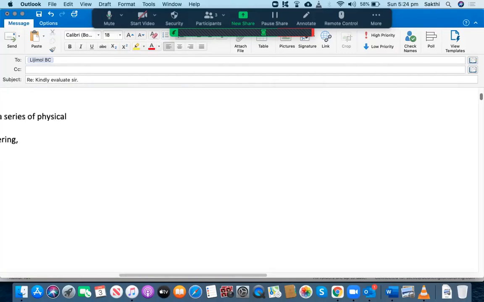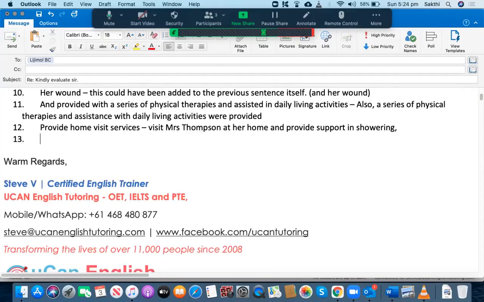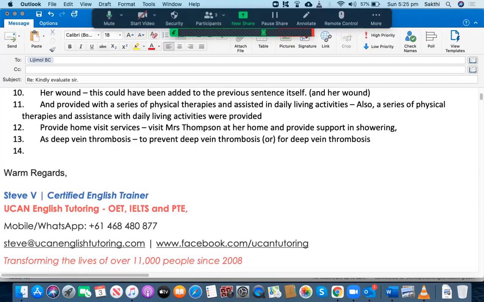Okay, it doesn't make sense. All right, so "as deep vein thrombosis," okay. What about the next sentence? You should have mentioned "to prevent deep vein thrombosis," or you could have used "for deep vein thrombosis." If you need to prevent that, then it's okay. The first one is more appropriate than the second one, okay?